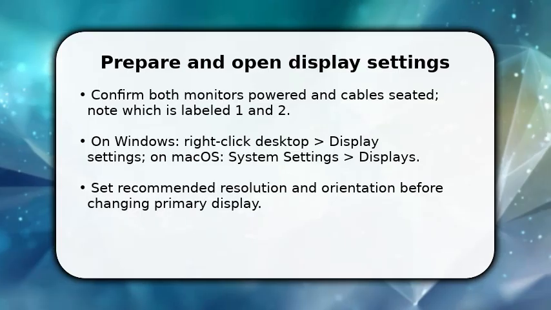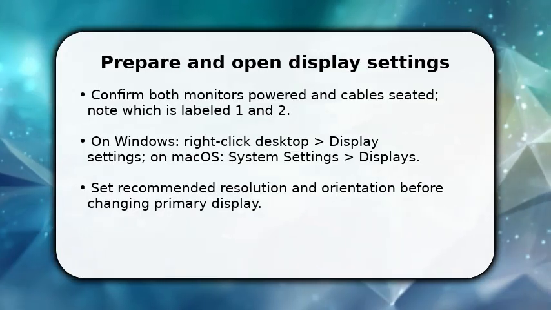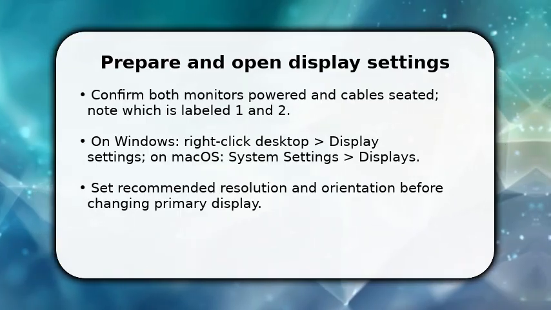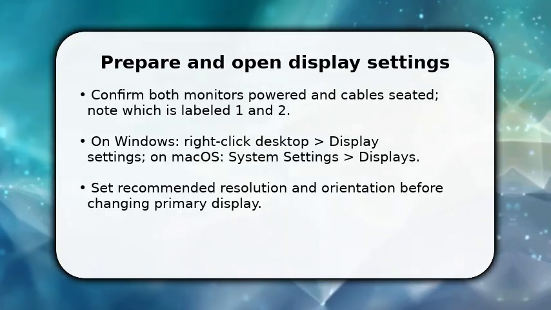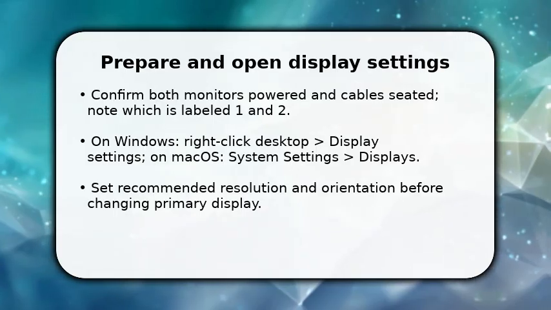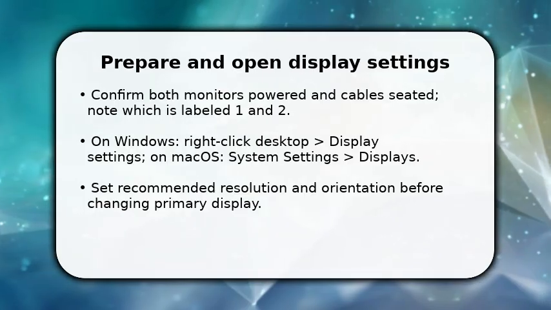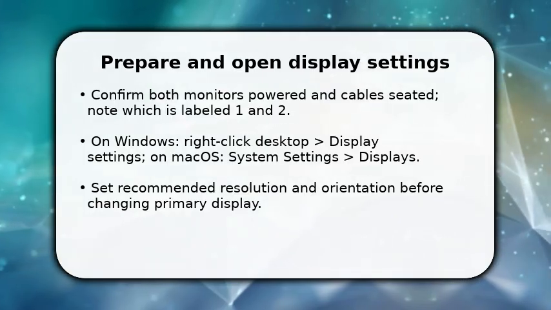You should start by confirming cables and power. Make sure both screens show distinct numbers. On Windows, open Display Settings. On macOS, open System Settings, then Displays. Once done, set each monitor to its recommended resolution and orientation so scaling behaves predictably.